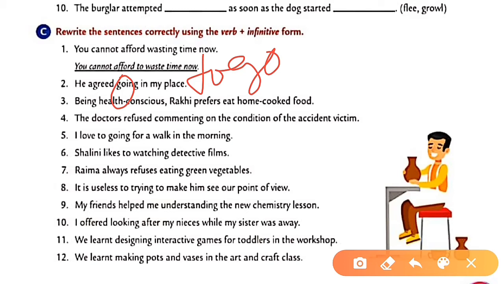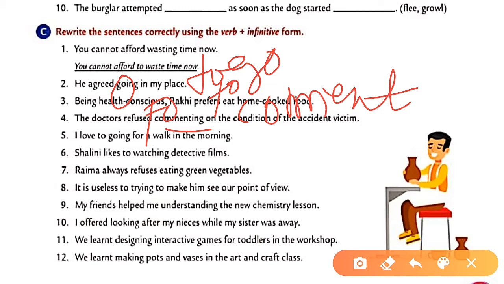Number next. Question is, being health conscious, Rakhi prefer eat home cooked food. Answer. What is the error in the sentence? Being health conscious, Rakhi prefer to eat. You have to use to before eat, to eat home cooked food. Number 4. The doctors refused committing on the condition of the accident victim. The doctors refused to comment. You have to use right comment. Refuse to comment.